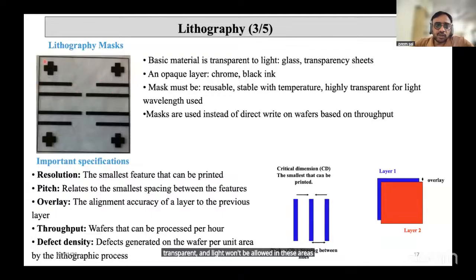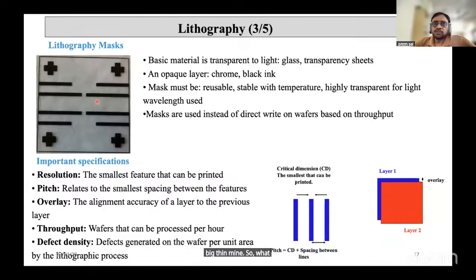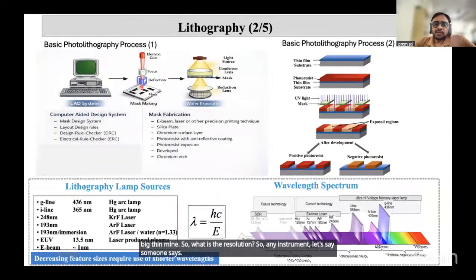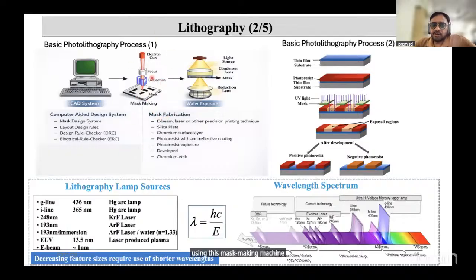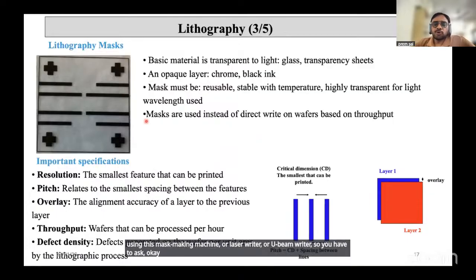So that is what I meant. Okay. So when you are performing lithography, people have to keep a few things in mind. So what is the resolution? For any instrument, let's say someone says I want to write this kind of masks using this mask making machine or laser writer or e-beam writer, you have to ask, okay, what is the smallest feature that can be written?